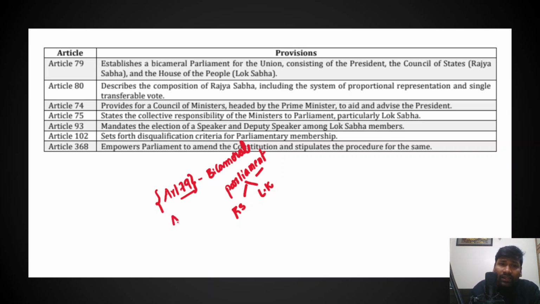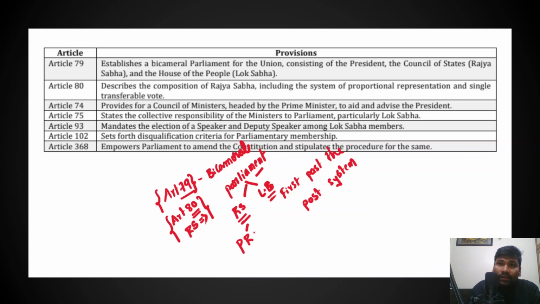And similarly, Article 80 of the Indian Constitution talks about the composition of Rajya Sabha along with the system of proportional representation by the single transferable vote. So this is how Rajya Sabha members are elected. And Lok Sabha members are elected by the first past the post system.